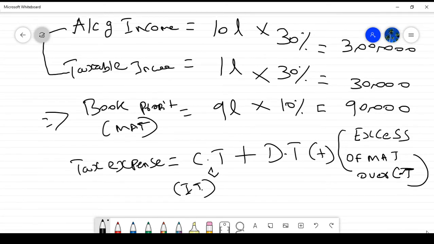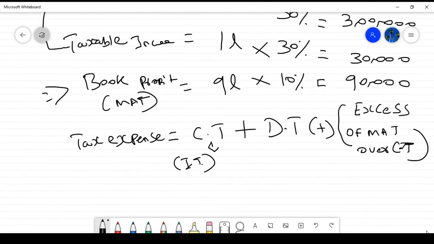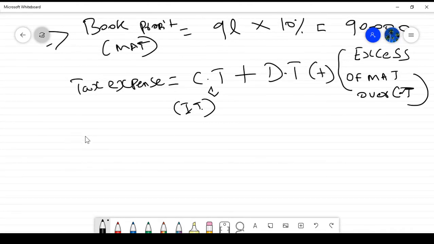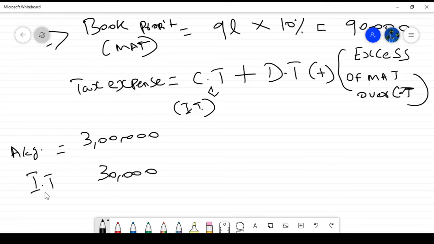So logically you should try to understand. Actually, I have to pay 3 lakh rupees tax as per the accounting income, but I am paying 30,000. This is income tax, IT, this is accounting income. Tax on accounting income, tax on income tax act. Actually, I have to pay 3 lakh rupees, but I am paying only 30,000 rupees. That is, I am paying less now and I have to pay more.